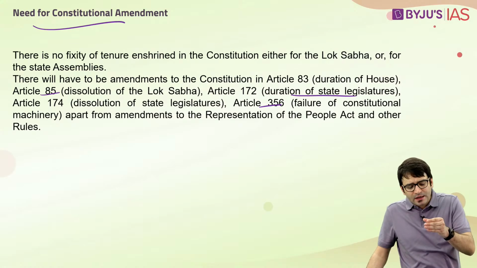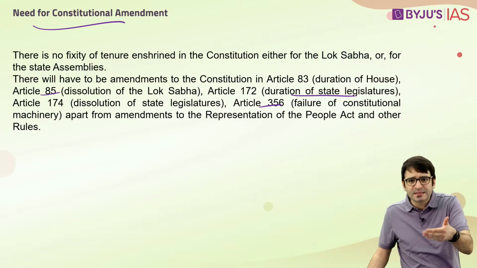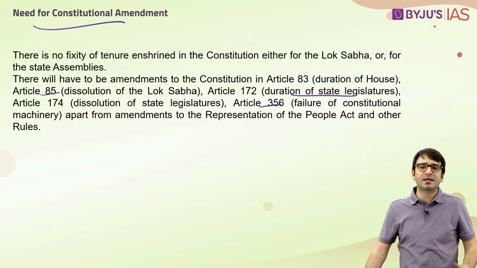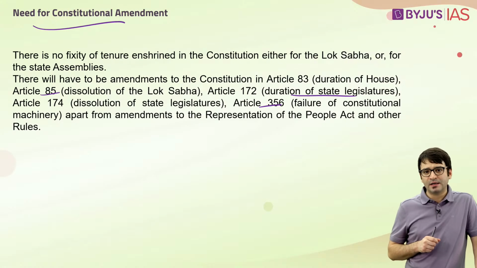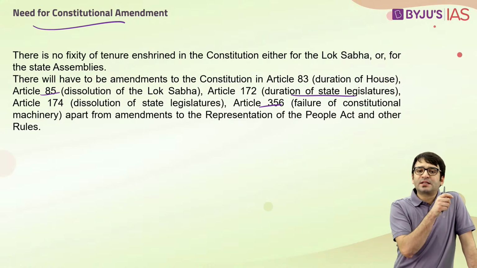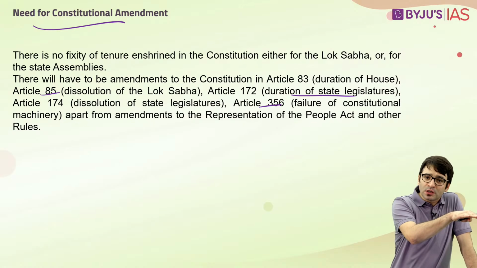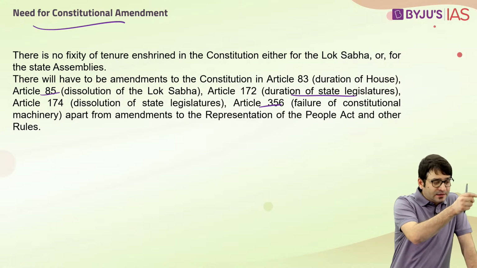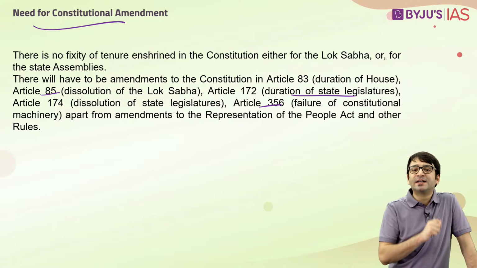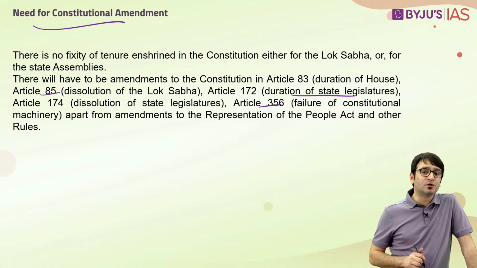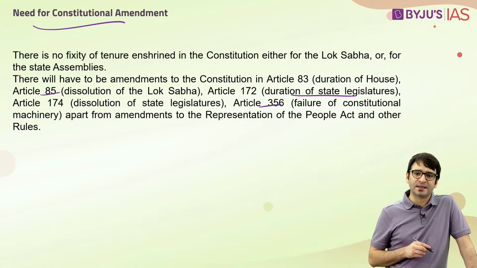Sir, how do we implement simultaneous elections? For that, do we need to amend the constitution? Yes. Why? Because under Article 356, if there is a breakdown of constitutional machinery in a particular state, what will happen? That state government is dismissed and ultimately it is placed under President's rule, and over a period of time, the legislative assembly of that state is also dissolved. So we need to change that as well. And that is why we need a constitutional amendment if we want to implement simultaneous elections in this country.